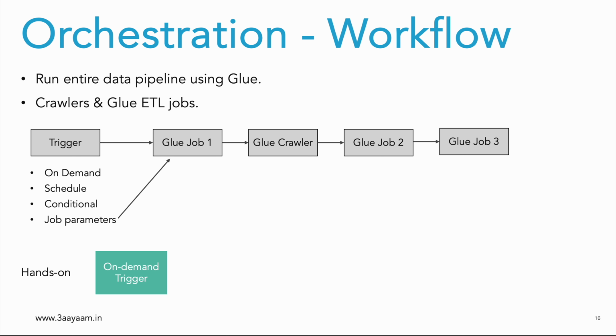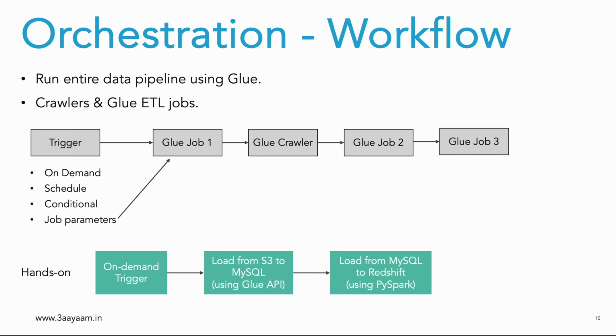What I will do is create an on-demand trigger which will load all the files which are there in S3 to MySQL, and we'll be doing it using the Glue API. Then we'll load from MySQL to Redshift using the PySpark job that we have just created. Finally, we'll again load from MySQL to Redshift another table using the Glue API that we have created earlier. Let's go ahead and do that.